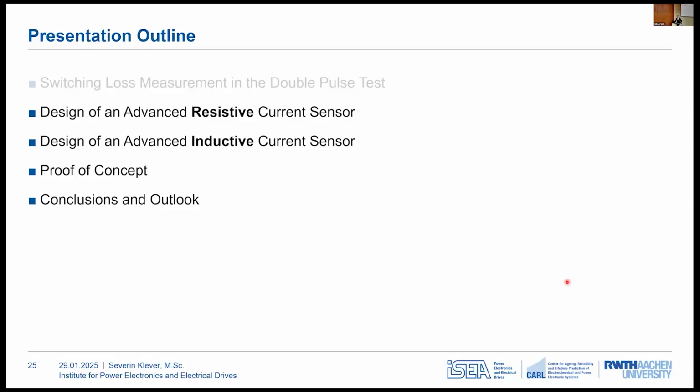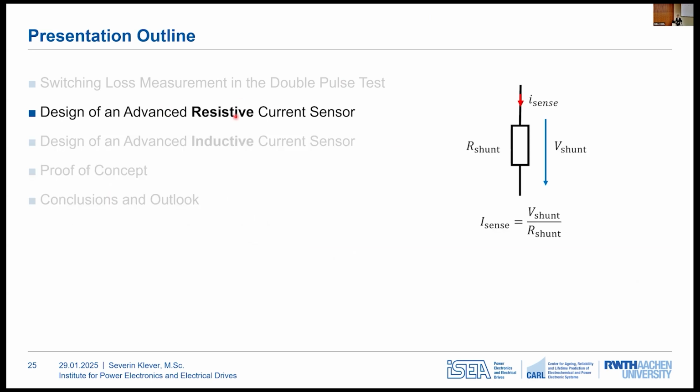At this point, I would like to give you a brief outline of the upcoming content. I have already introduced the double pulse test, and next I would like to present two solutions for current measurement. One is the design of an advanced resistive current sensor, and the other is the design of an advanced inductive current sensor. And as a proof of concept, both sensors will be tested side by side before I finish the presentation with conclusion and outlook. So let's begin with resistive current measurement.